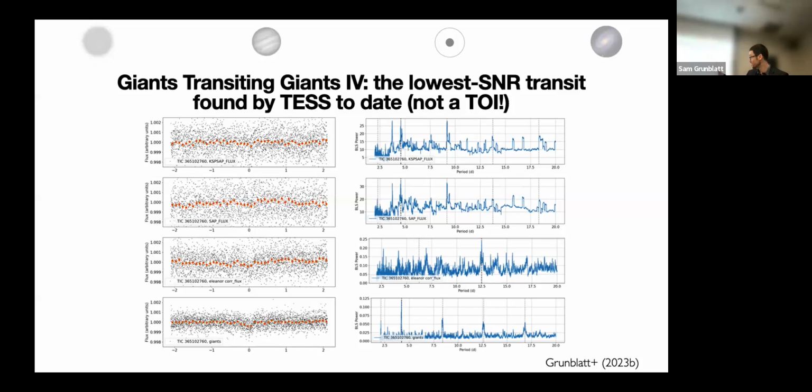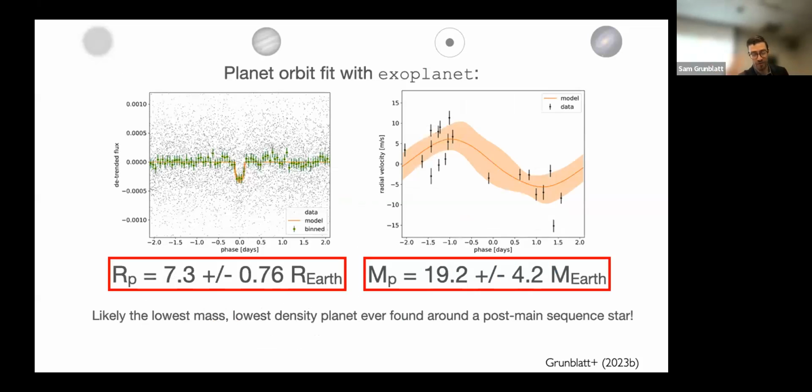And you can see that the signal pops out pretty clearly in our BLS, but not in the other 3 pipelines. And since I made this figure, we also got some SPECULOOS data of this particular target, and we also see the transit there. So we're pretty convinced it does exist. We've also gotten RVs, so we know that this is a real planet.